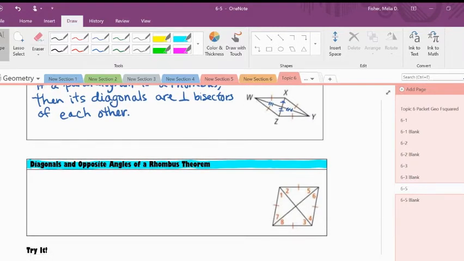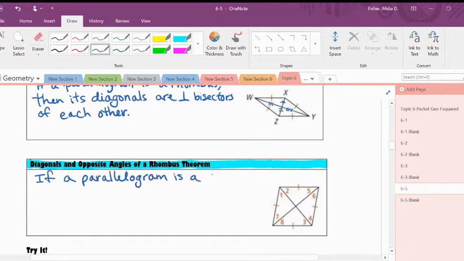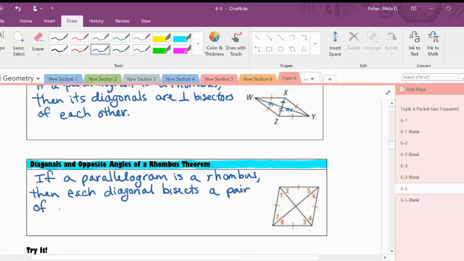The diagonals and opposite angles of a rhombus theorem says if a parallelogram is a rhombus, then each diagonal bisects a pair of opposite angles.